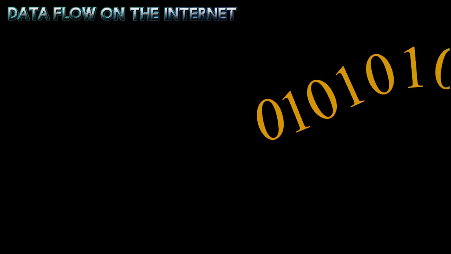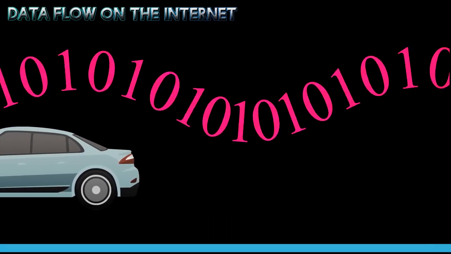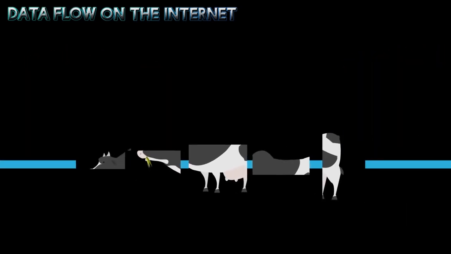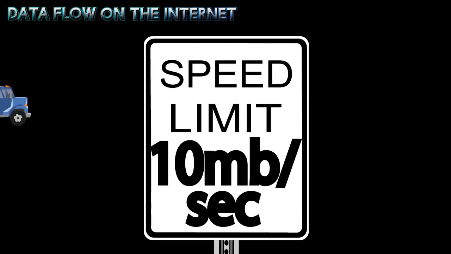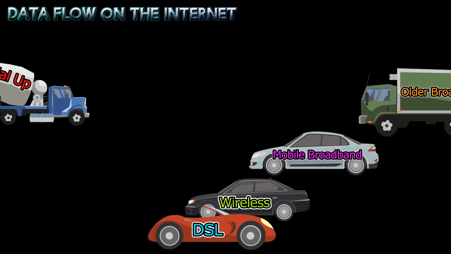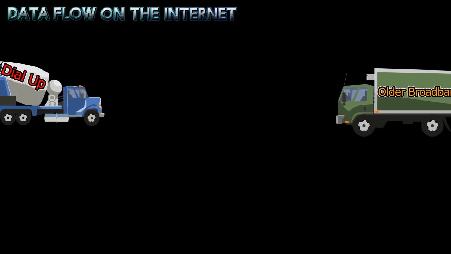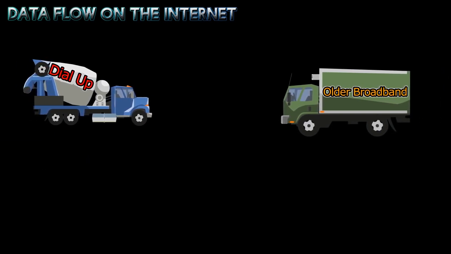Let's compare how data flows on the Internet to how cars travel on streets. The data packets from your computer are sent to your Internet Service Provider, or ISP, which sends them out to the Internet. Just as streets have speed limits for cars, the speed at which your data packets travel is dependent on your Internet connection. High-speed connections like DSL, wireless, and mobile broadband allow data packets to travel at faster speeds than slower connections like dial-up and older broadband.